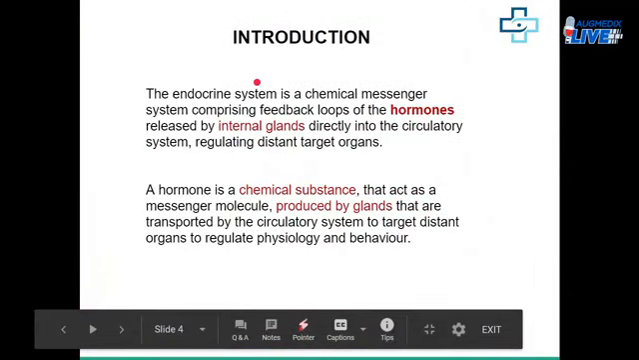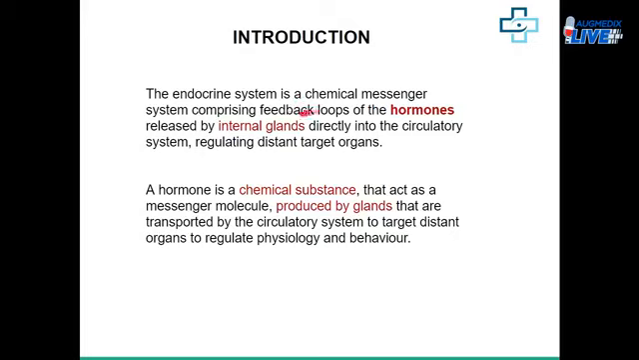So what is the endocrine system? This is a chemical messenger system which comprises feedback loops of hormones released by the internal glands or endocrine glands directly into the blood, or the circulatory system, which regulates the distant target organs. If you want to make a simple definition, you can combine the highlighted words. The definition would be: the endocrine system is a system where hormones are released from the endocrine gland, which acts on the target organs.